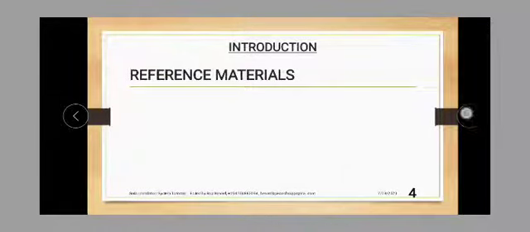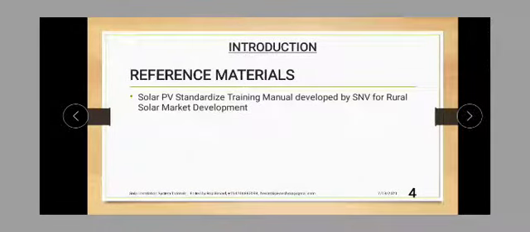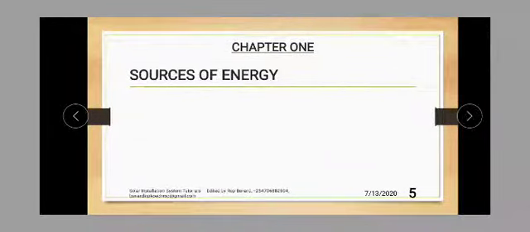Now, concerning the reference materials I used, the first one is the Solar PV Standardized Training Manual, developed by SNV for Rural Solar Market Development. Another one is a Book for Solar Africa. This one I got in the library. The first one was from the internet.